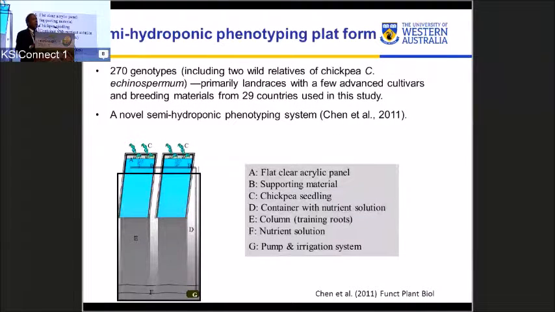We didn't get the whole 300, but we used 270, some advanced cultivars and a lot of landraces. We have developed what we call the simple rubbish bin system, where a normal rubbish bin is converted into a system with a pump below the bin which recycles a fine jet spray of water and nutrients. So we are looking at the true genetic potential, and the paper is available in Functional Plant Biology.